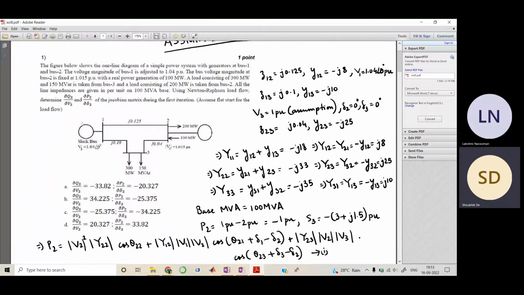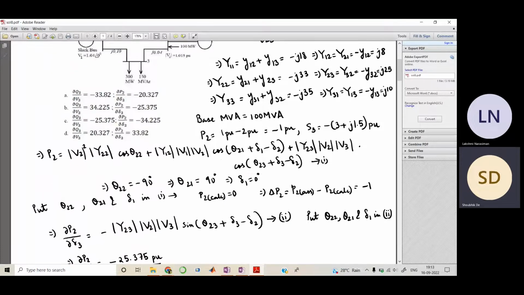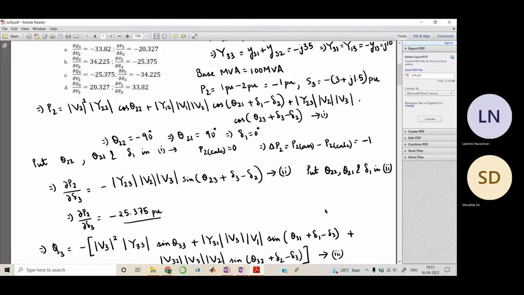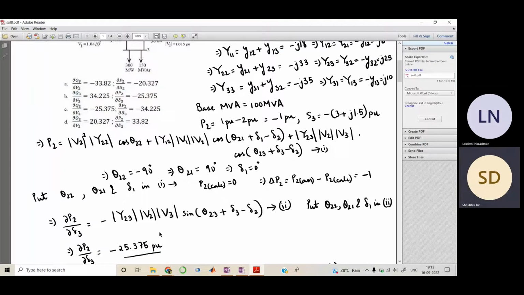Now, anyway, we won't require this in this problem, but since questions 1 to 4 are a continuation, we would be requiring it at some stage. Now what would be del P2 by del delta 3? You just differentiate this equation partially with respect to del 3. You get this, and you put all the values. It comes out to be minus 25.375 per unit, and there is a value here in the options.